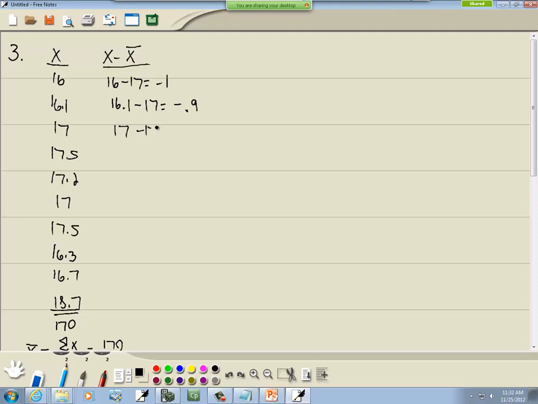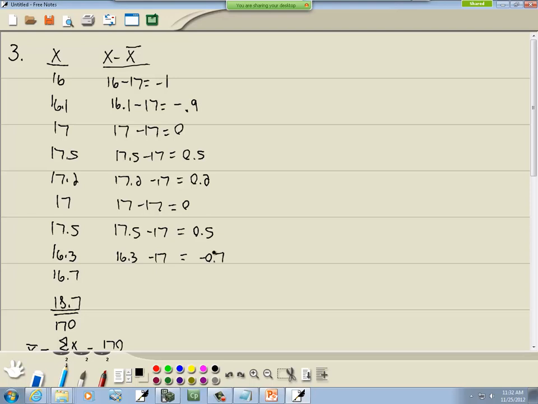And we have 17 minus 17 equals 0. I'm just taking each x value, subtracting the mean. 17.5 minus 17 equals 0.5. 17.2 minus 17 equals 0.2. 17 minus 17 equals 0. 17.5 minus 17 equals 0.5. 16.3 minus 17 equals negative 0.7. 16.7 minus 17 equals negative 0.3. 18.7 minus 17 gives us 1.7.